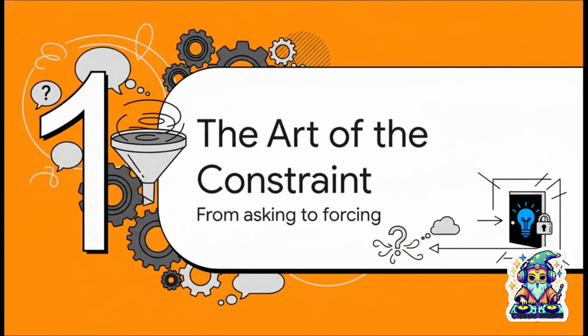Okay, so what is this art of the constraint? Think about it like this. Instead of asking a friend, "Hey, where should we eat?" you say, "I want Italian, under $20 a person, and it has to have outdoor seating." See the difference? You're not just asking a question, you're building a box that forces them to find the perfect answer. That's what we're doing with AI.